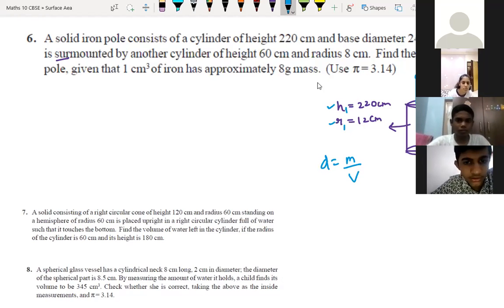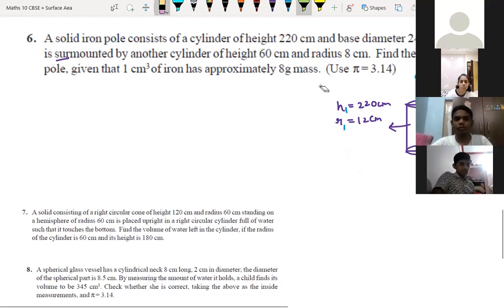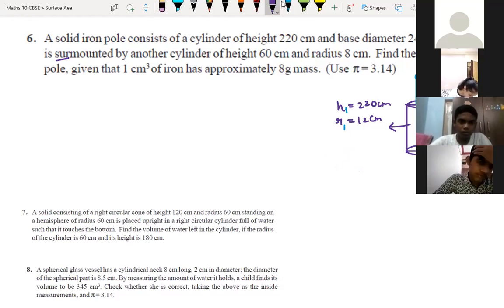Density is given over here. So mass is equal to density times volume, directly. The density is 1 cm cube over 8 gram. First you find the volume, children. All of you find the volume, then we will find the mass of it. These are easy numbers.